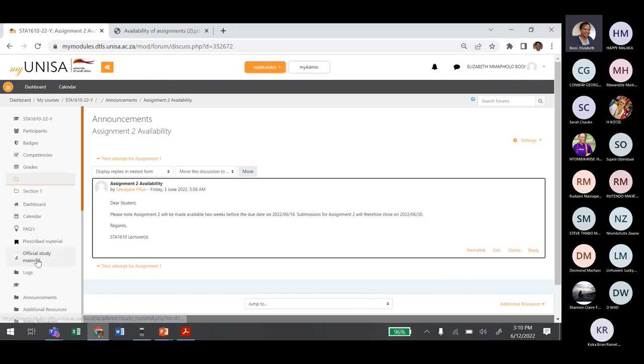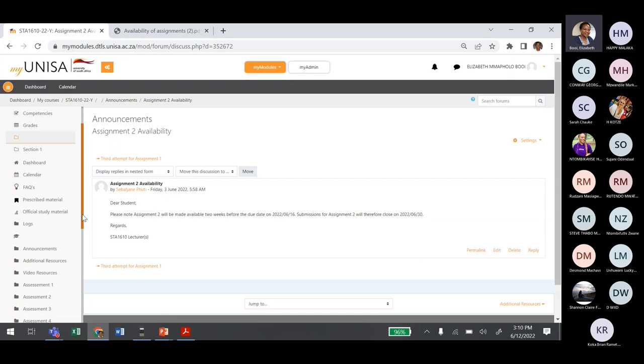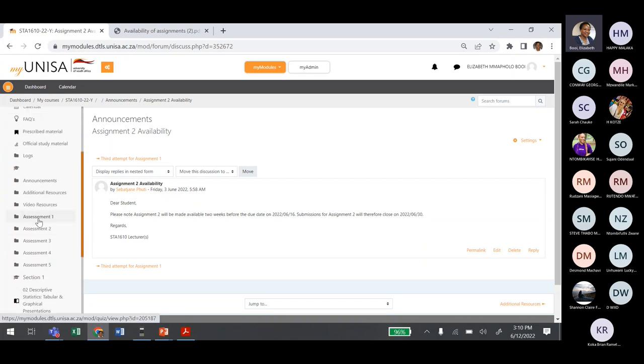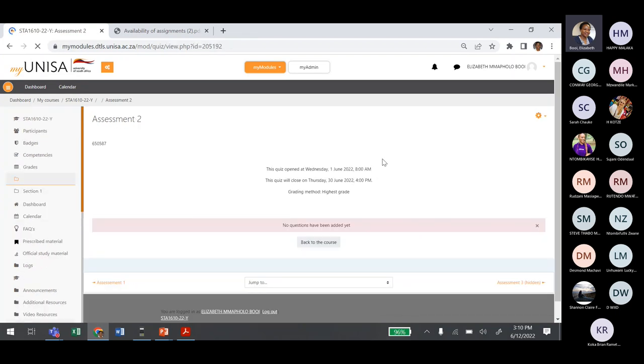But not only this, the material, the prescribed book information, everything is included here, and you will be able to see your assessment or your assignment. Your assignments are called assessments. So you would have done your assignment 1. There is the assignment 2. It will only be up later. For me, I'm able to see this. I'm not sure if you are able to see it, but you can see all the information there. It's not yet available, but there were some dates loaded on there. Don't worry about that. You had the announcement that explains everything.